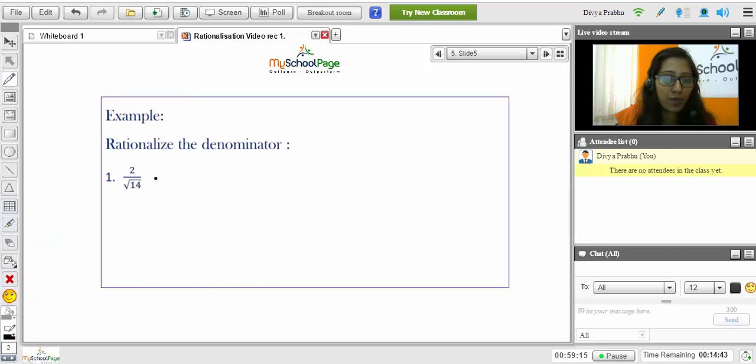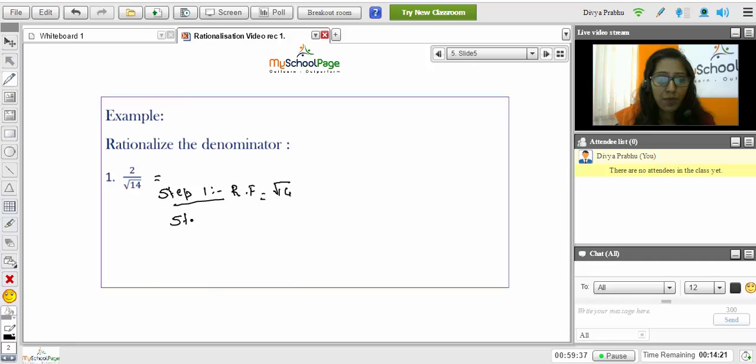2 by root 14. What is our step 1? We need to find out what's the rationalizing factor. What is in the denominator? Root 14. Therefore, we will take another root 14. We will multiply and divide. So that's going to be our rationalizing factor.